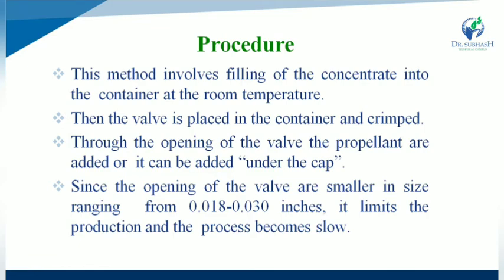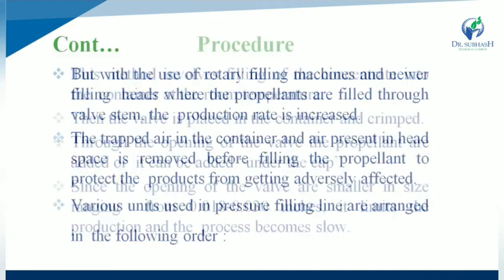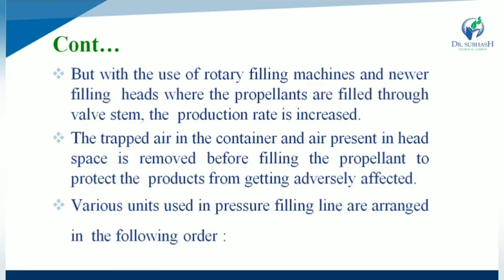So, in the procedure of pressure filling equipment, first you fill your concentrate into a container at room temperature. After that, you place a valve in the container and crimp it. Through the opening of the valve, the propellant is added under the cap. Since the opening of the valve is small, around 0.018 to 0.030 inches, it limits the production, and the process becomes slow. But with the use of a rotary filling machine with the newer filling heads, where the propellant is filled through the valve stem, the production rate is increased.